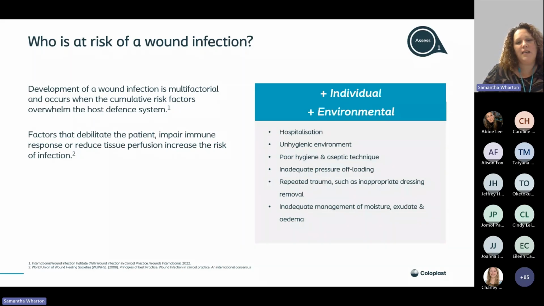Poor hygiene and aseptic techniques. That's not only the patient, but also clinicians. If we're not optimizing our clean environment, we can actually introduce microbes into our wounds. I've also had patients where I've taken dressings down and they've wanted to point things out and stuck their fingers in, and they've got long nails, and it's having that conversation and trying to make sure we keep it as clean as possible. Also, that repeated trauma, such as an inappropriate dressing being removed constantly and causing trauma to that skin, can start breaking it down and make it more vulnerable to infection.